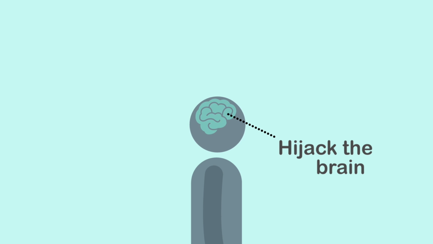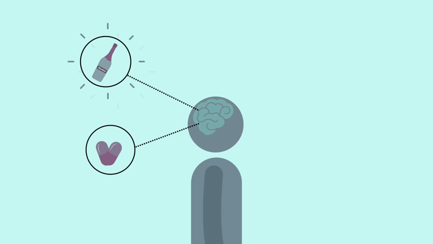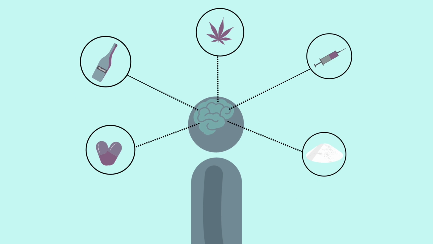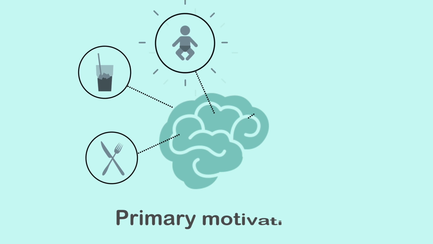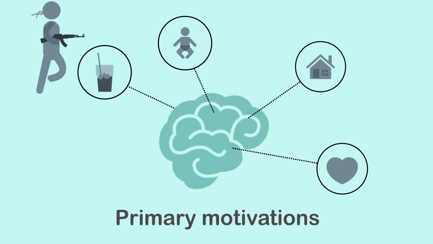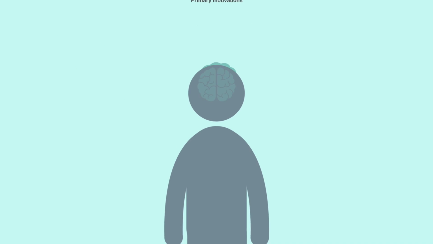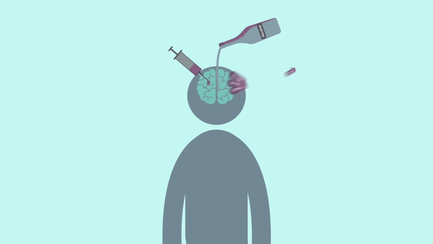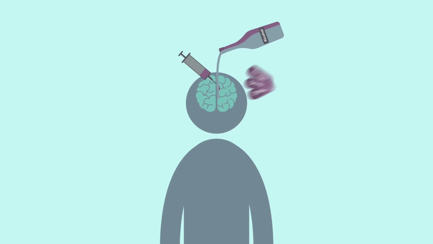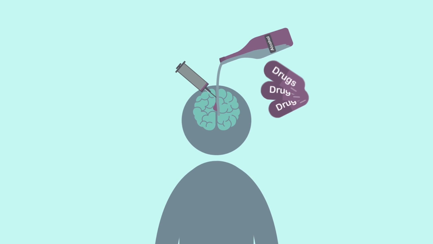This hijacker changes the brain and weakens this system to make it believe that the primary need for survival is the drug. In hijacking the brain, it can usurp those primary motivations: food, water, shelter, sex, and protecting our young. And the hijacker needs more and more of the substance to activate the same level of reward or feeling of pleasure, causing the brain tissue to become increasingly damaged with continued drug use.